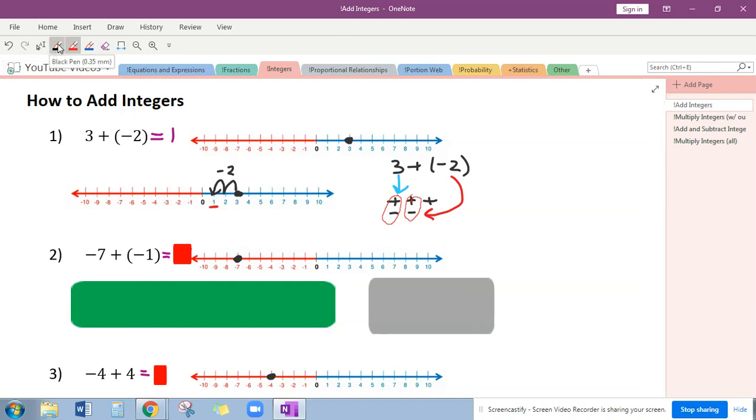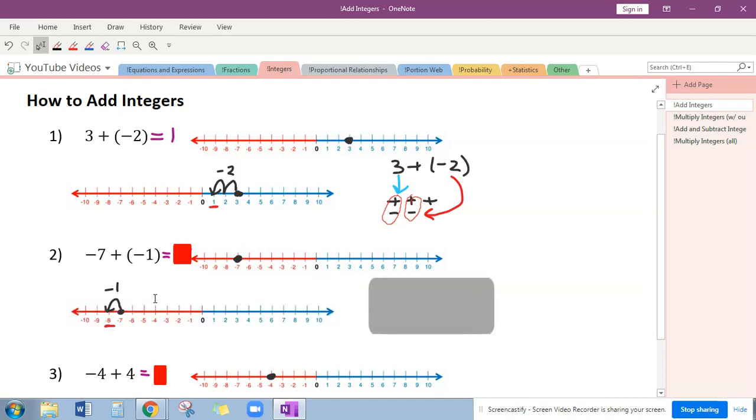Alright, number 2 is negative 7 plus negative 1. So same idea. This time I'm just going to start at the first number. So we start at negative 7 right here. And when it says negative 1, that means I go backwards or to the left 1. So when I go backwards 1, that takes me back to negative 8.